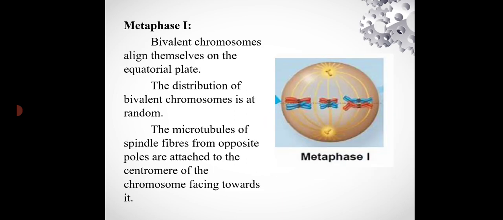Next, metaphase 1. Bivalent chromosomes align themselves on the equatorial plate. This is the metaphase plate. The distribution of bivalent chromosomes is at random. The microtubules of spindle fibers from opposite poles are attached to the centromere of the chromosome facing towards it.